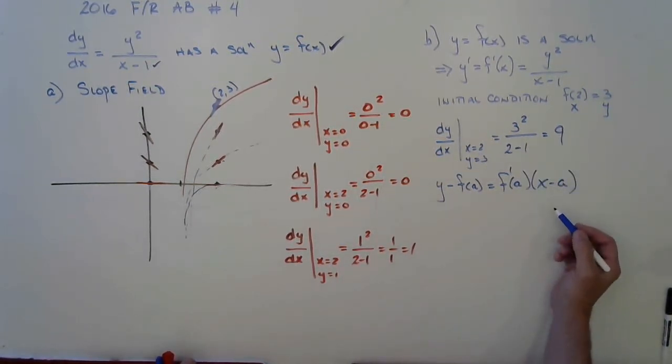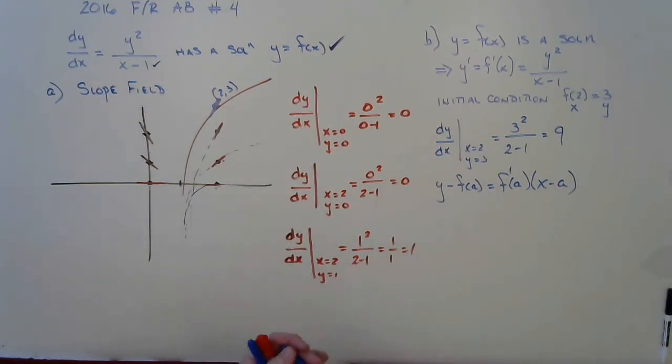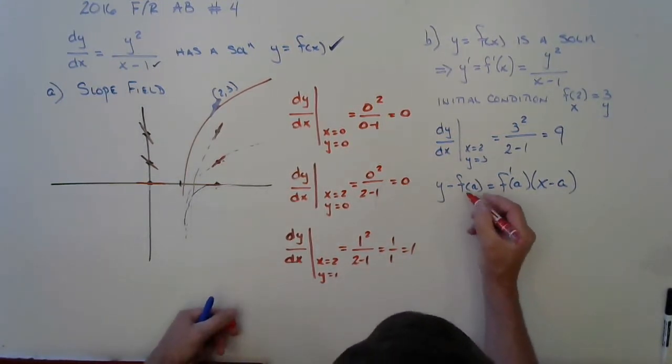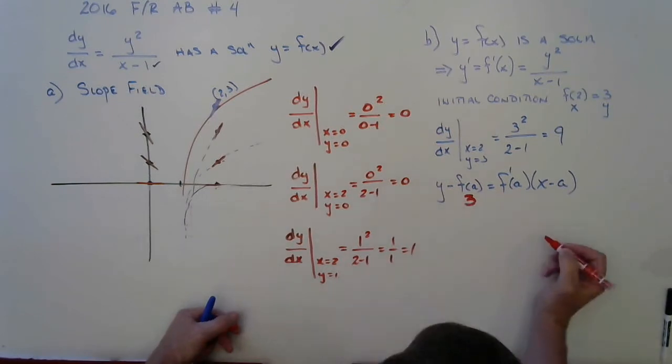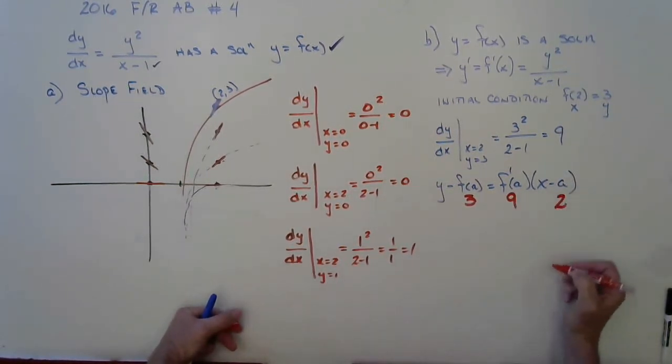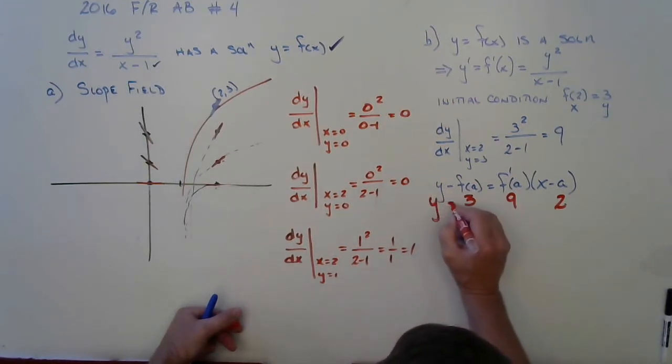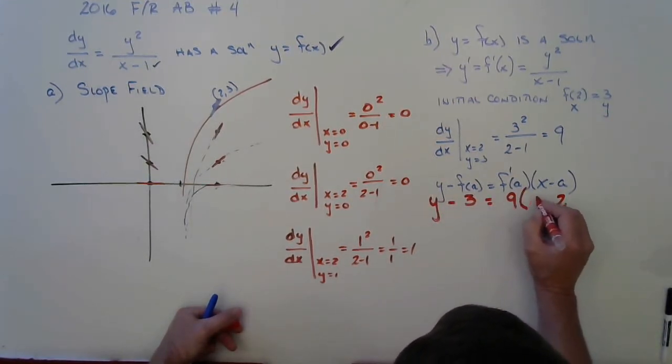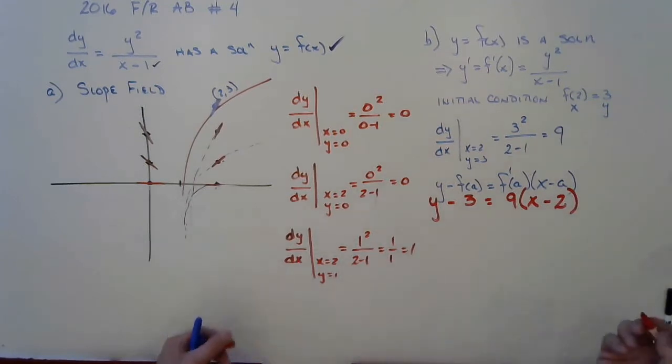And they've told us y is going to be 3. We just found out the slope is going to be 9, and we know x is going to be 2. There we go. That's the equation of our tangent line.